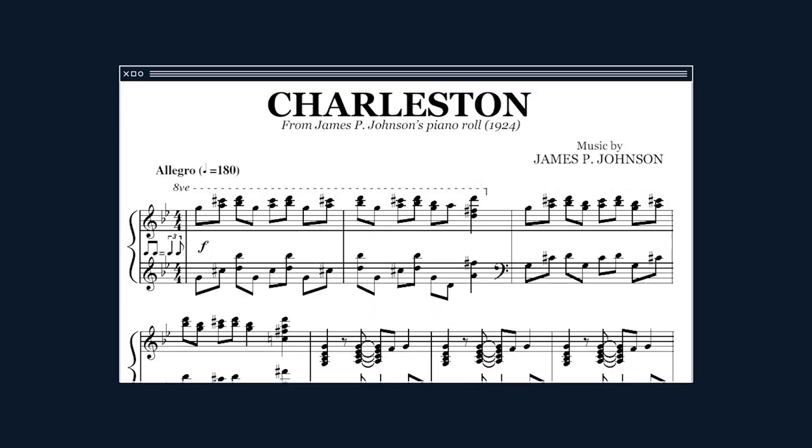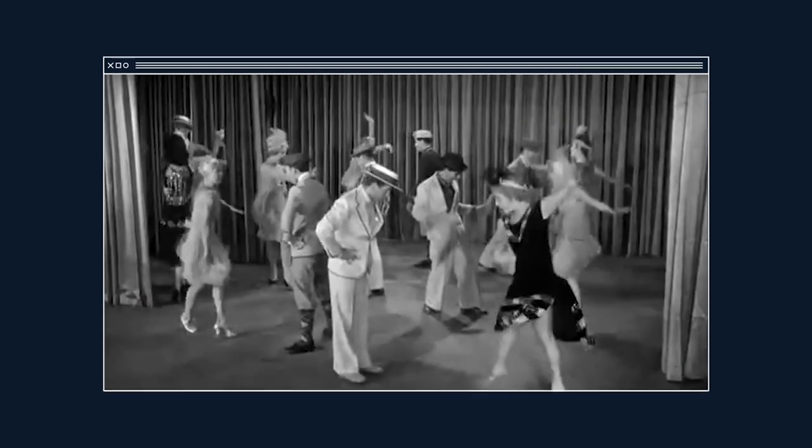It was introduced to the mainstream in 1923 with Charleston by James P. Johnson. The song was written for the Broadway musical Runnin' Wild and accompanied a dance of the same name.